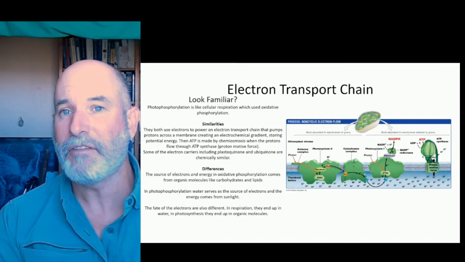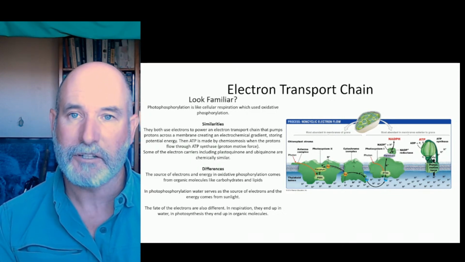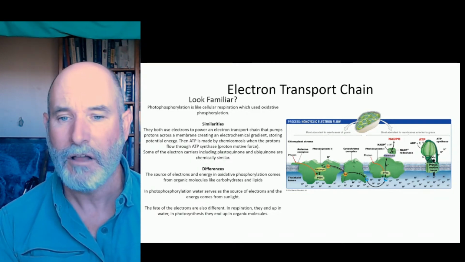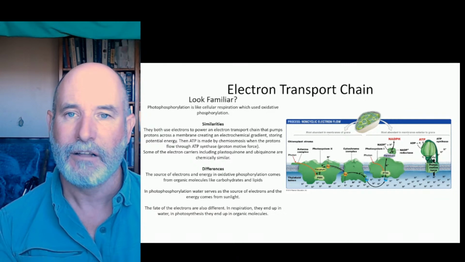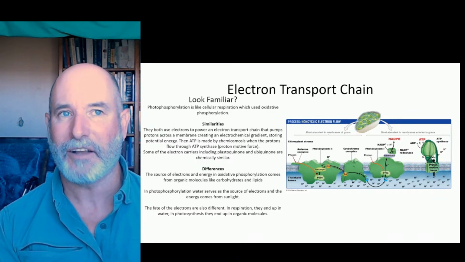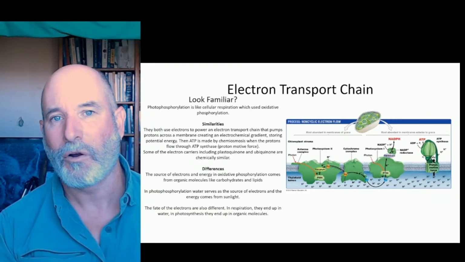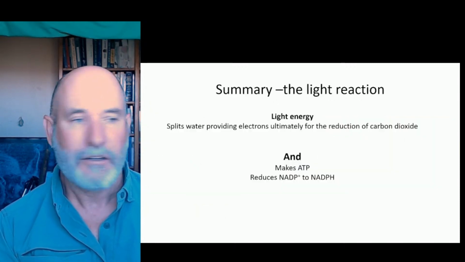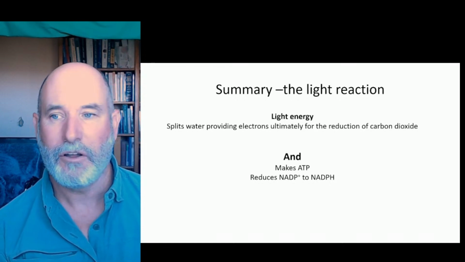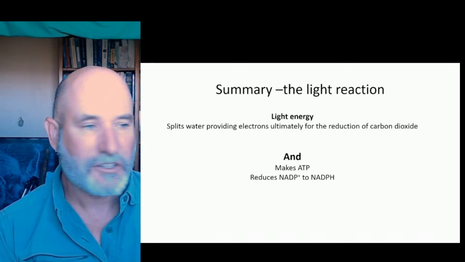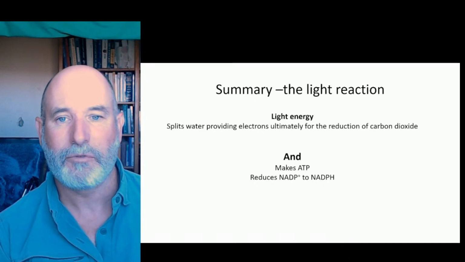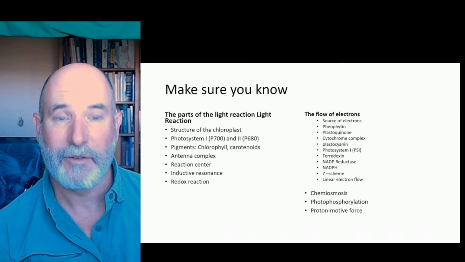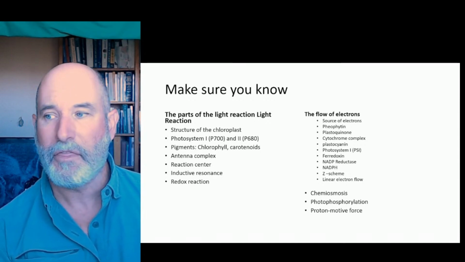And then the fate of the electrons is different too. In cellular respiration, the electrons end up on oxygen, to make water. And the fate of the electrons in photosynthesis, the light reaction, goes to the Calvin cycle to reduce organic molecules. So those are some similarities there. So make sure that you know this. Okay, so there's a summary of the light reactions. This is what you end up with. And then make sure that for any tests we have coming up on Thursday, that you know these things here.